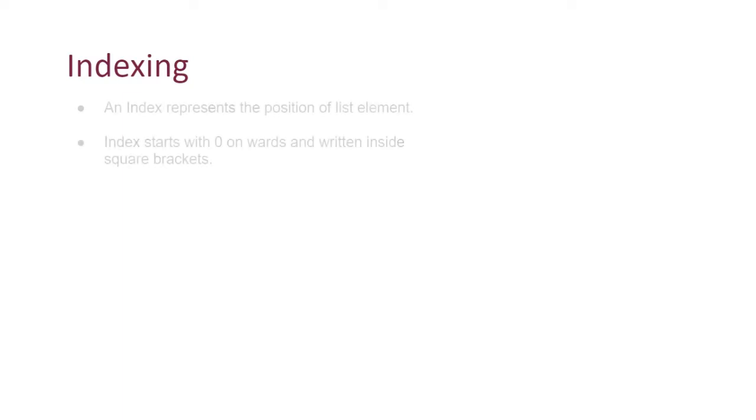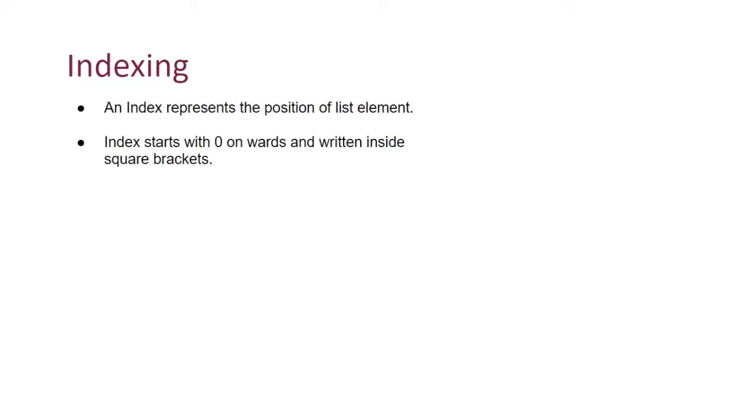As in our previous video on string, we studied indexing in string. Similarly, in list also we have indexing. In both list and string, indexing is done in the same way. An index represents the position of list elements, and here also index starts with 0. The only difference between a string and a list is that a string is written in single or double quotes, whereas a list is written inside square brackets.